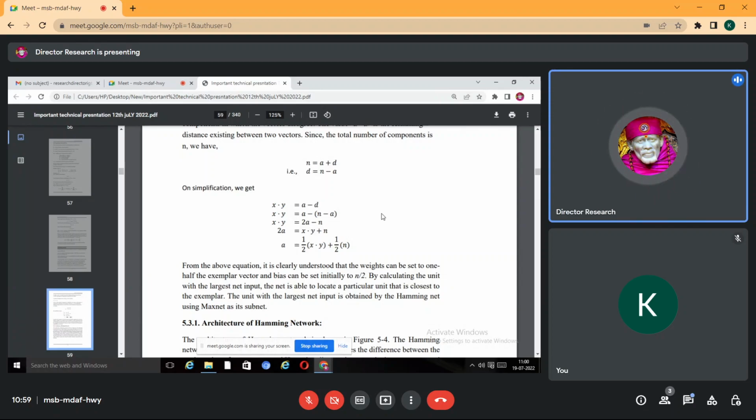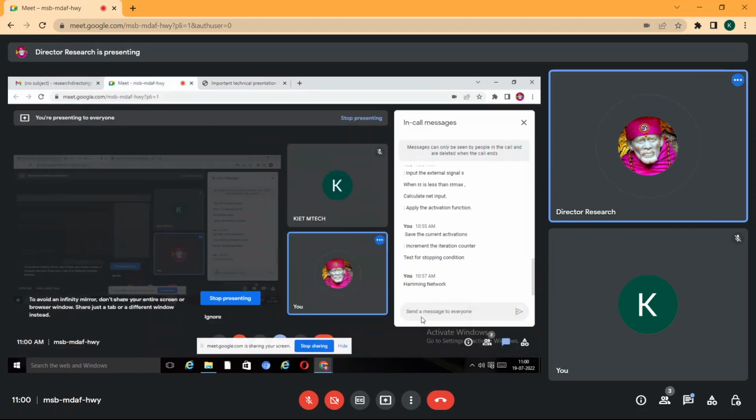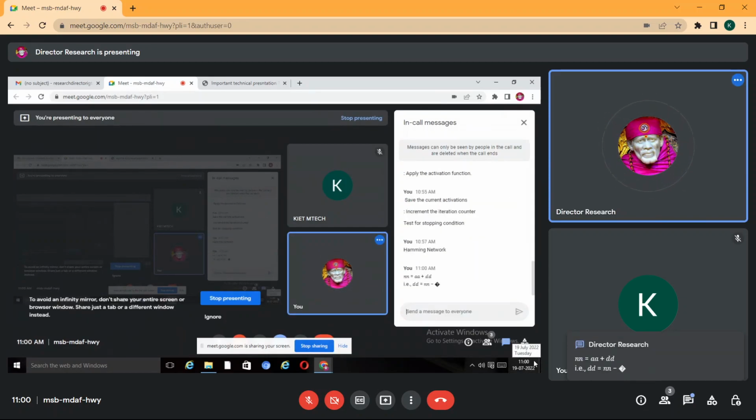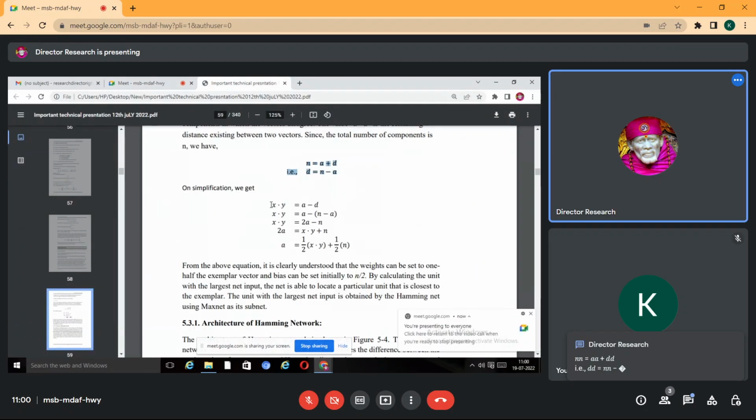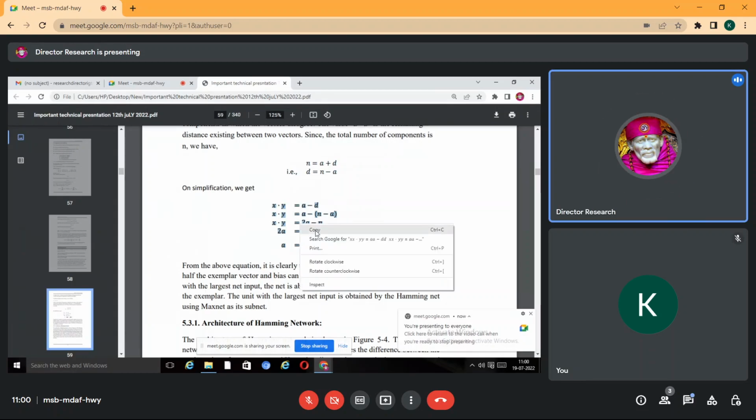Just a small mathematical simplification here. 2a is equal to x dot y plus n, so a is equal to 1 by 2 of x dot y plus 1 by 2 of n, like that. So this is a very simple simplification. You can easily do it. Just see this. Very simple mathematical calculation. On simplification, with simple mathematical equations, you can get it like this.